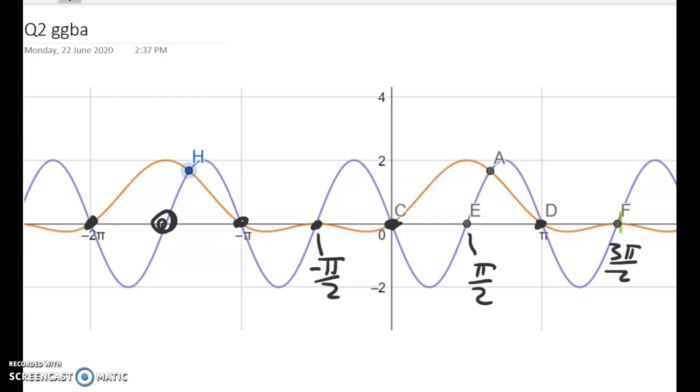But then on top of that, we've got points like A and H, which are just strange intersection points. Not possibly multiples of pi, but possibly not. So let's go and do some algebra to see what's going on.